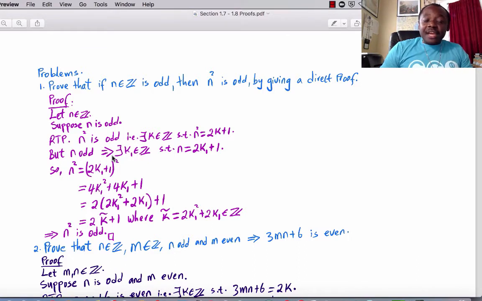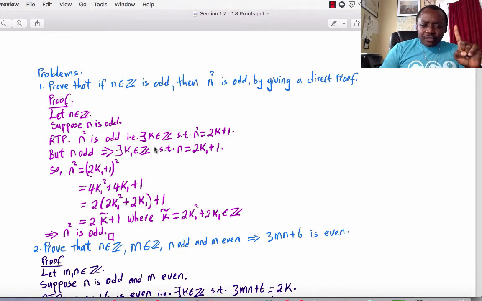It means that there exists some integer k1, and this k1 is introduced so that you don't always use k. It's not necessarily the same k. So there exists some integer k1 such that n equals 2k1 plus 1. That is what it means for n to be odd. So this is by definition. So n squared equals, so this is what n is. I just have to take the square of this. So n squared equals, I square all of that, and that gives me 4k1 squared plus 4k1 plus 1, which equals 2 into all of this plus 1.